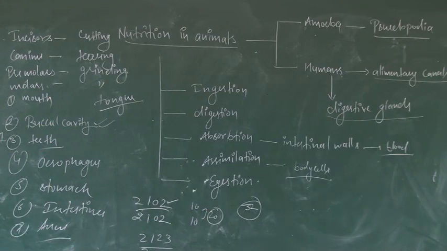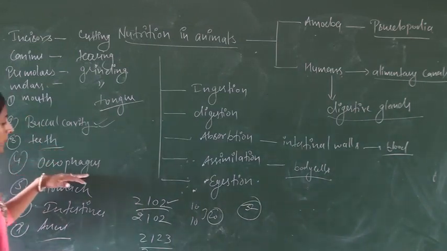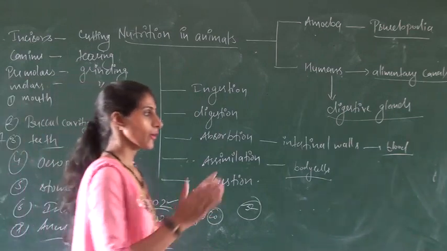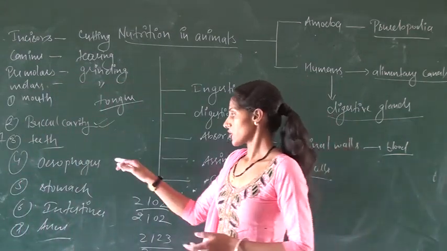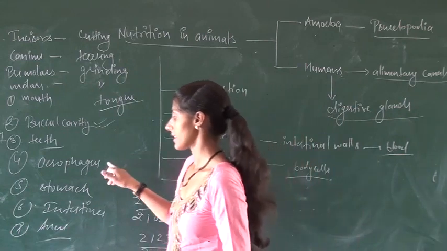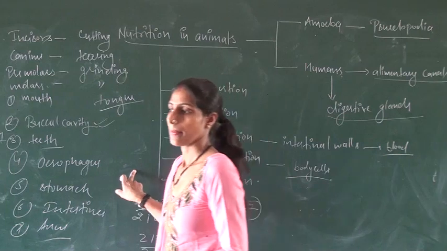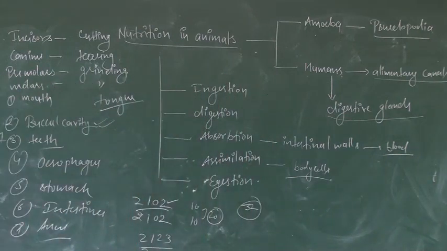So digestion of starch starts from our mouth. After that, this process goes to the oesophagus. The oesophagus is just like a food pipe. Here, the digestion process does not take place. In the oesophagus, in the food pipe, the process of digestion does not occur. Okay. After that, now the stomach.